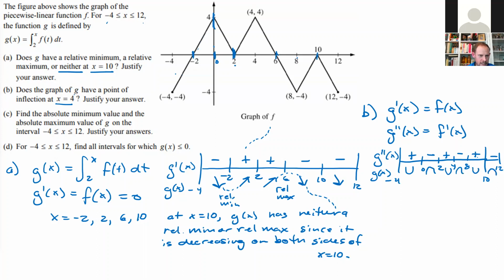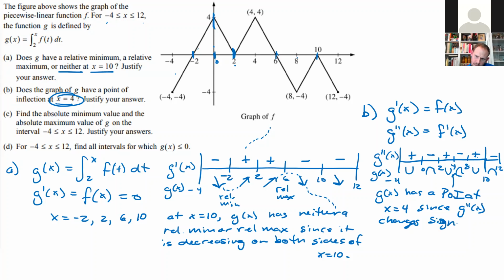We're asking specifically at x equals 4. Well, 4 is right here. So yes, we have a point of inflection. So g of x has a point of inflection at x equals 4, since g double prime changes sign there, or you could say g changes from concave up to concave down.